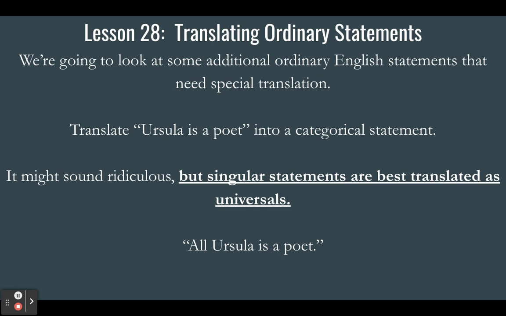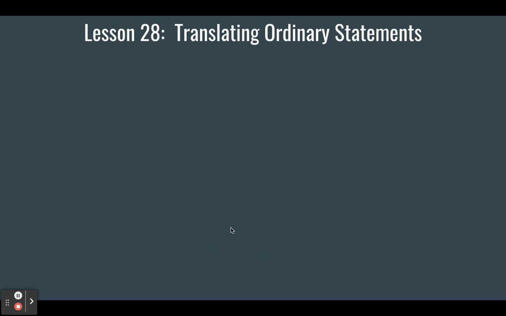Now again, please don't turn this in on a paper to Mr. Lightheart and say Mr. Wood said to do this. What we're doing is taking ordinary statements and putting them into categorical form. So, Ursula is a poet. Again, I'm going to walk you through that chain of thought. The subject is Ursula, and we're only talking about one Ursula. But of those one Ursulas, how many are poets? 1 out of 1. That's a universal claim. So we would say all Ursula is a poet. If it was Ursula is not a poet, we would say no Ursula is a poet.